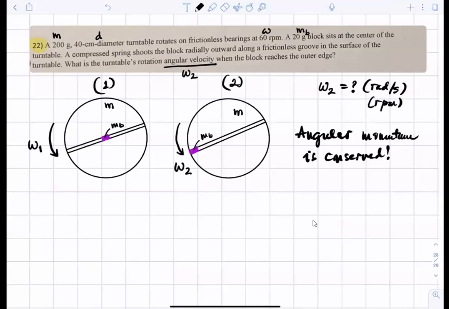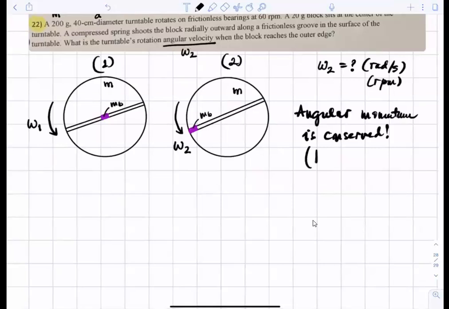Why? You have a moment of inertia right here. That's part of it. So L is nothing else but your I omega. So this is the only part that you can focus on. How do you find this omega?